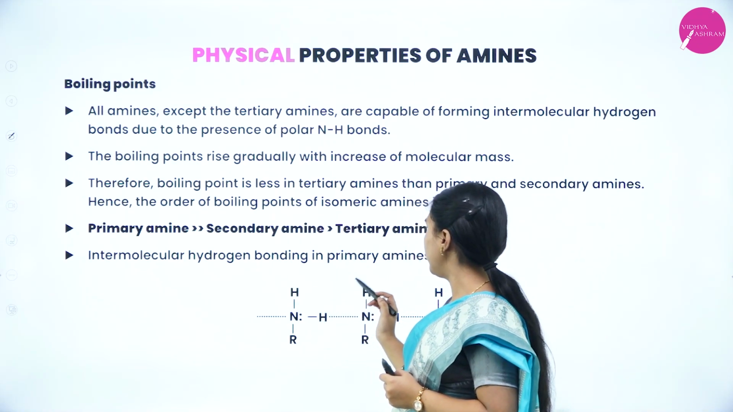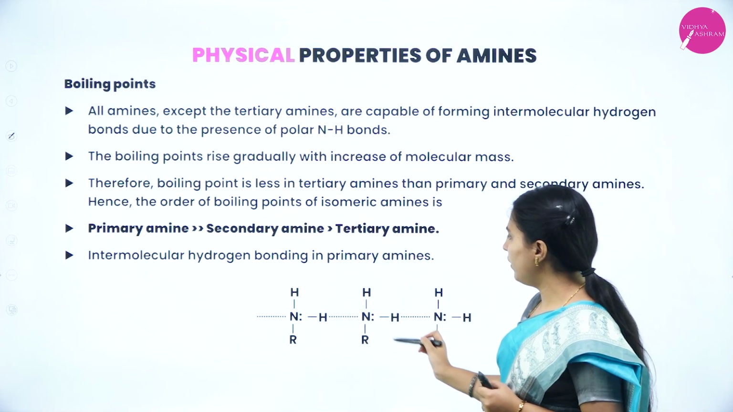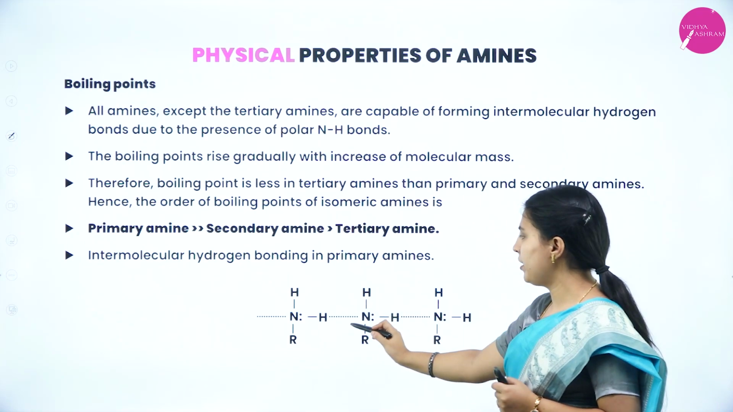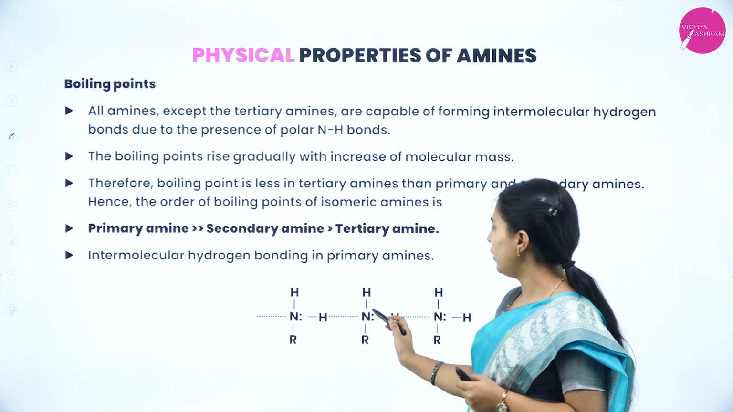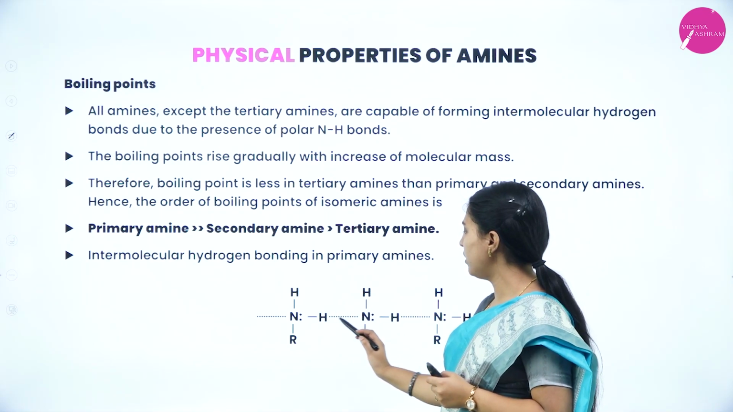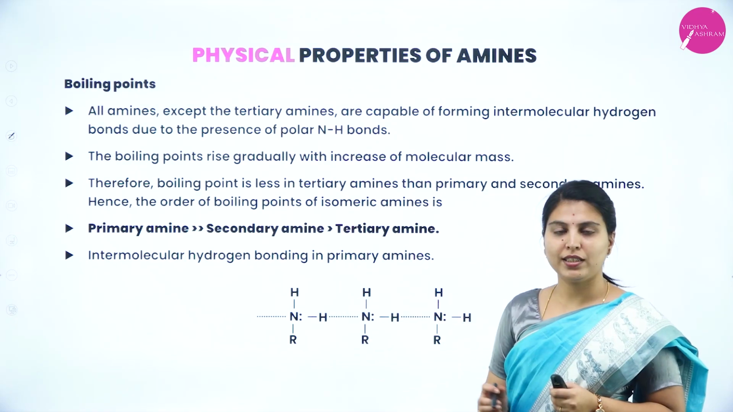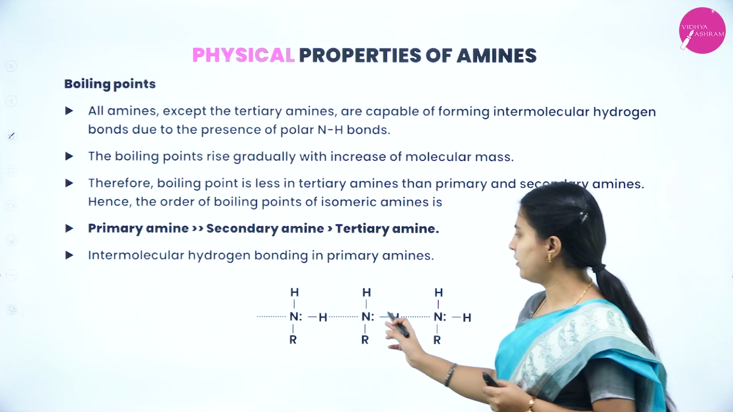Intermolecular hydrogen bonding in primary amine. How will intermolecular hydrogen bonding be present in primary amine? Through N-H bonds, meaning hydrogen and nitrogen bonds. That's why it is strong due to these bonds.